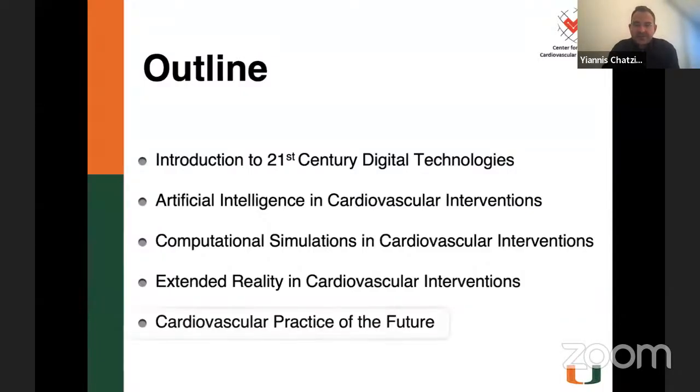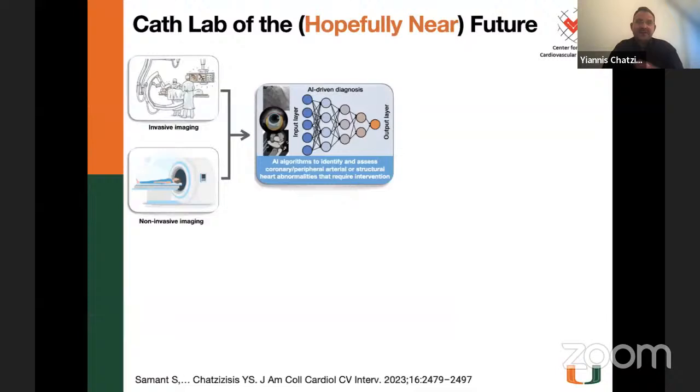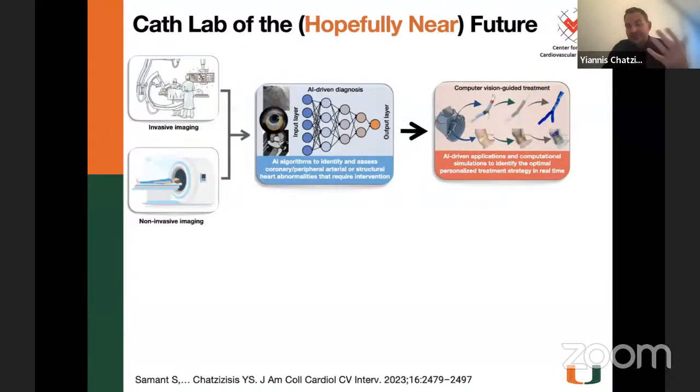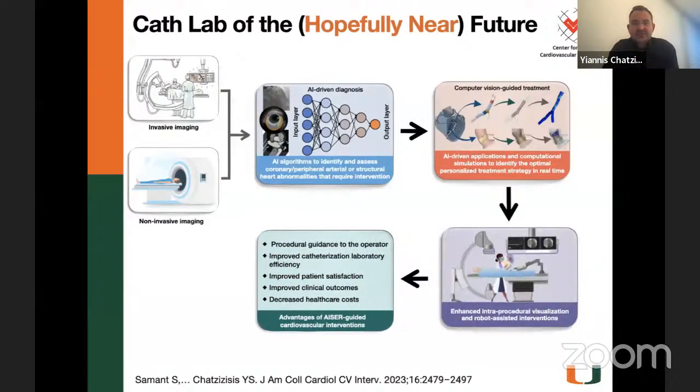And finally, I conclude with the concept of how the cath lab and our interventions will look like in the years to come. And hopefully in the near future, we will be using any kind of invasive or non-invasive imaging that will feed the AI-driven algorithms for diagnosis. And then from there, we use computer vision, like the simulations that I showed you, to identify precisely the best technique, the best device for each individual. And then this feeds the robot, which can deliver in a very precise and very reproducible way the technique recommended by the simulation. And of course, hopefully this can help us to increase the procedural guidance to the operators, improve the catheterization lab efficiency and workflow, improve patient satisfaction, improve the clinical outcomes, and of course, decrease the healthcare costs.